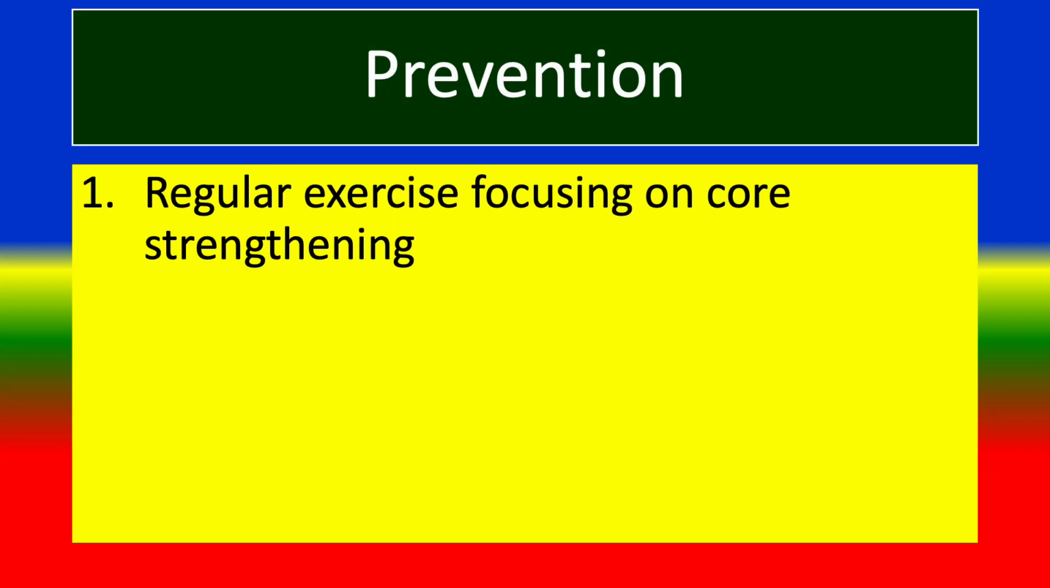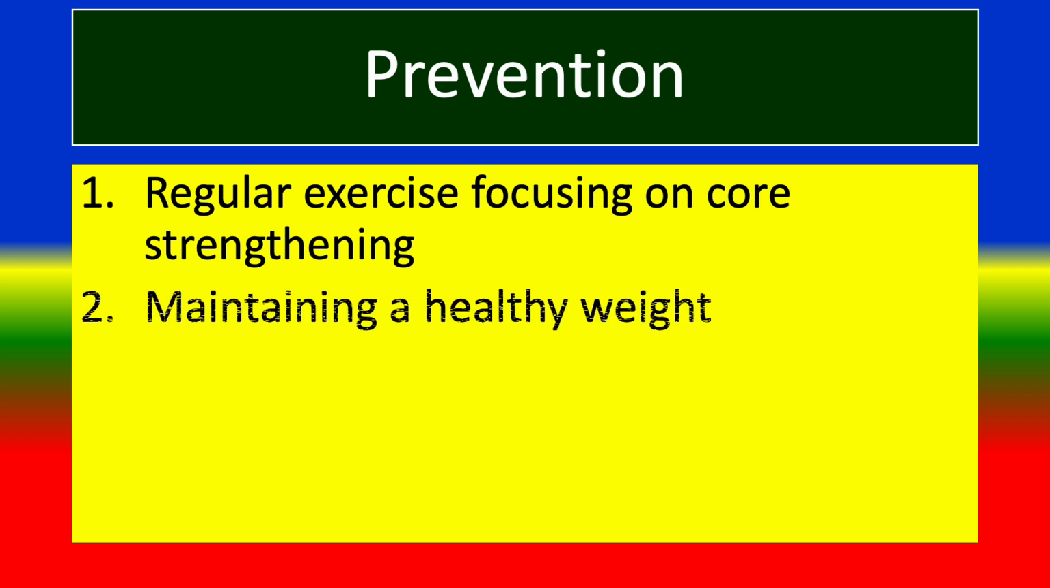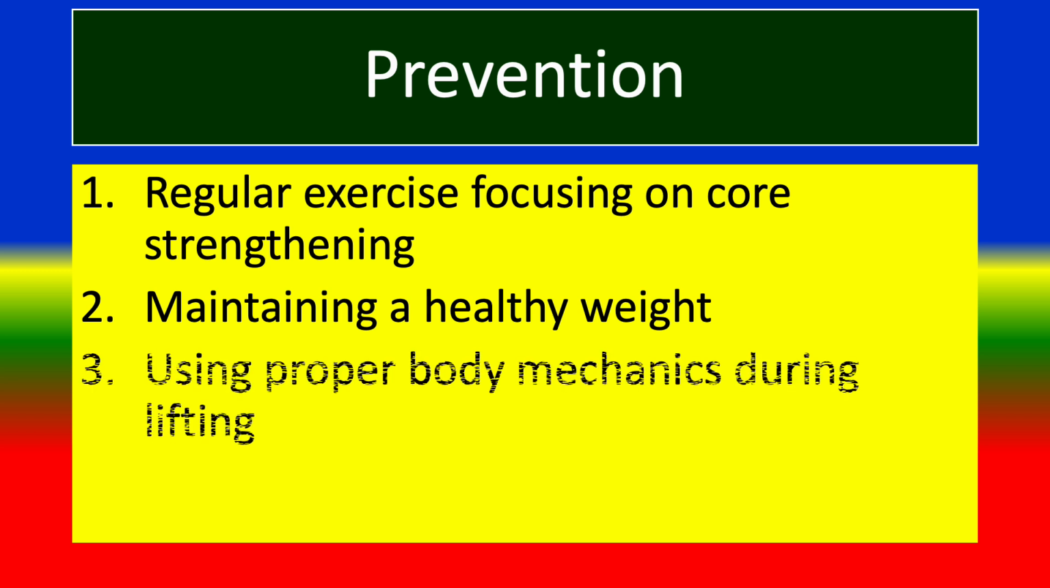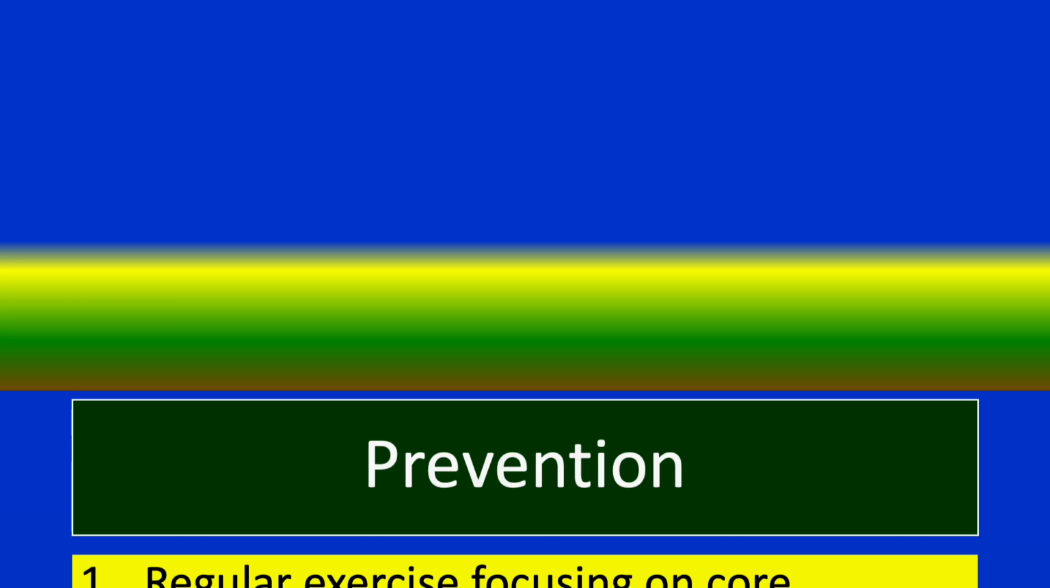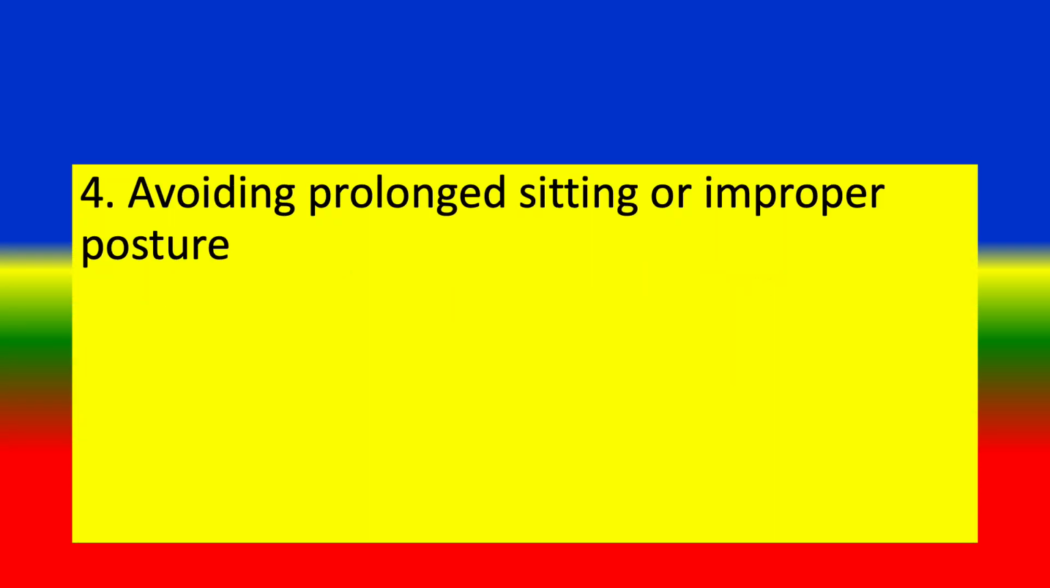Prevention. 1. Regular exercise focusing on core strengthening. 2. Maintaining a healthy weight. 3. Using proper body mechanics during lifting. 4. Avoiding prolonged sitting or improper posture. 5. Smoking cessation.